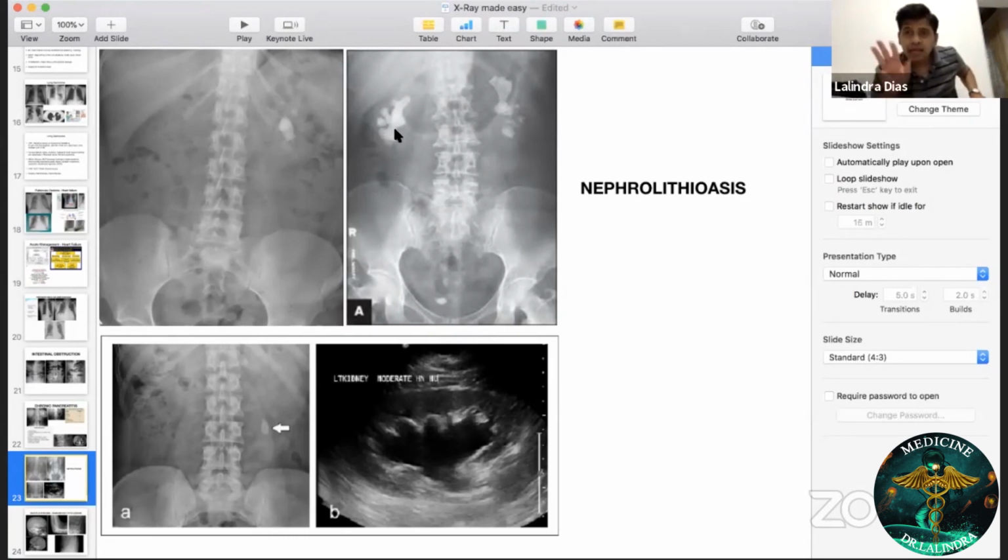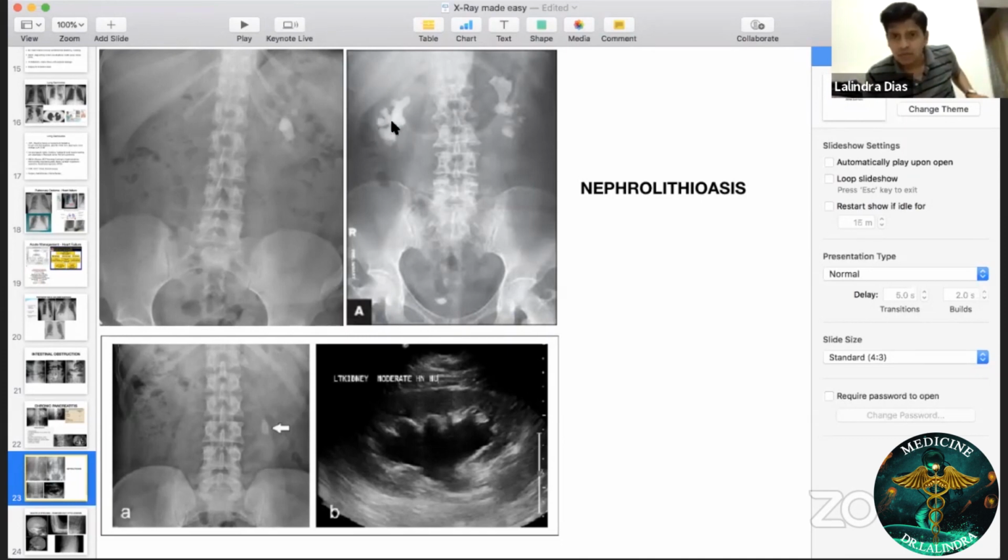A tree-like appearance. It's like a staghorn. You have seen the stag, no? The deer, the stag's horn. So it's like a staghorn appearance. You can see a tree bud appearance or staghorn appearance. So this is called a staghorn calculus.